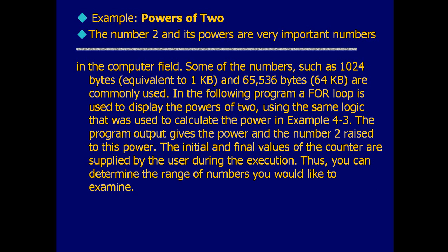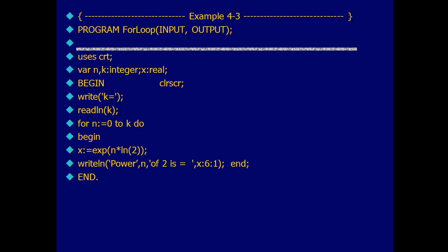In the following program, a for loop is used to display the powers of 2 using the same logic that was used to calculate the power in example 4. The program output gives the power and the number 2 raised to this power. The initial and final values of the counter are supplied by the user during the execution. Thus you can determine the range of numbers you would like to examine. This is example 4.